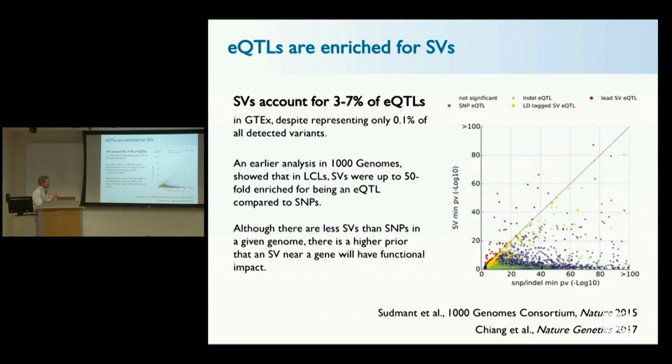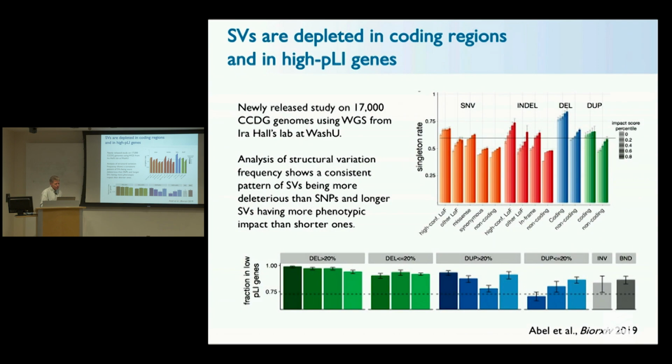And this is a pretty consistent number with an earlier analysis done in 1000 Genomes, where they found that structural variation was up to 50-fold enriched for being an eQTL. So the moral of the story here is if you have a structural variation near a gene, there's probably a higher prior on the eQTL being driven by the structural variant than a SNP, if they're both otherwise equally plausible.